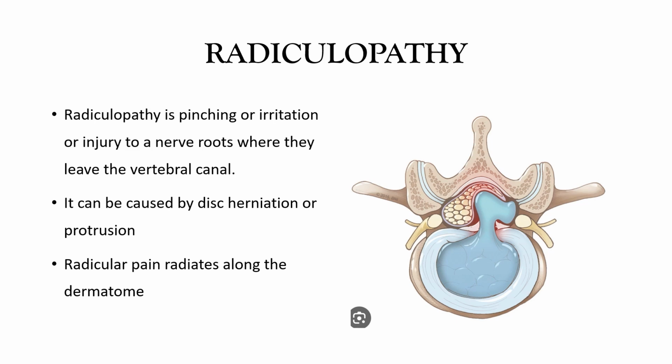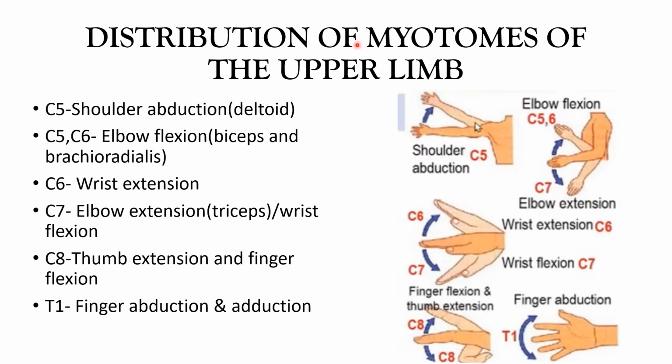Now, distribution of the myotome of the upper limb. Now, C5 is for shoulder abduction. The muscle involved is the deltoid. Now, C5, C6 are involved in elbow flexion. The muscles involved are biceps and brachioradialis. Okay, so this is elbow flexion, biceps and brachioradialis. C6 is for wrist extension. Okay, extension of the wrist.